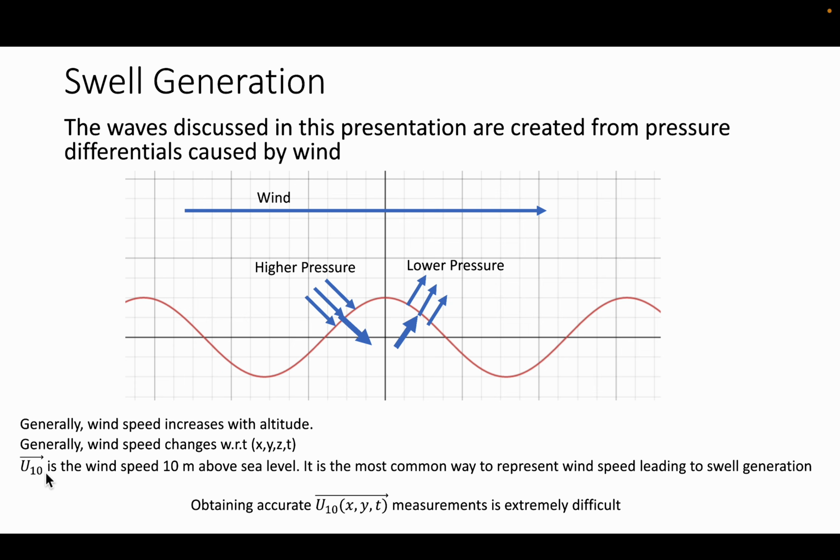So we try to use u sub 10 with the vector over it, and that represents wind speed 10 meters above sea level. That's the most common way to represent wind speed leading to swell generation. And as you can imagine, that is very difficult to do, not only in one spot, but over the whole length of an ocean. Lots of approximations are needed.